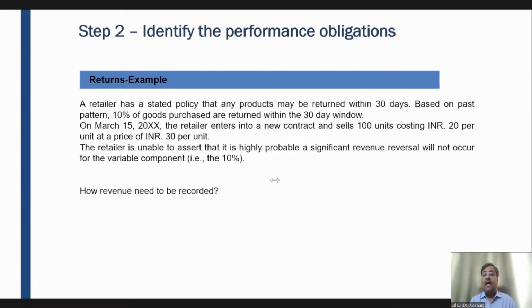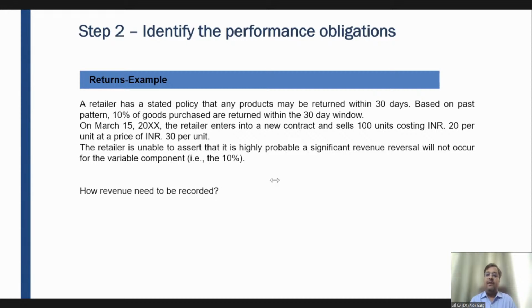So probably I have to recognize 90 crores in the current year and 10 crore, because I have received the money of 100 crores in the current year only. So I will recognize revenue to the extent of 90 crores and I will recognize a refund liability to the extent of 10 crores.